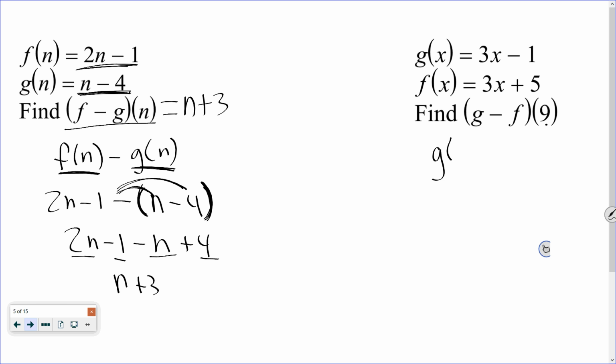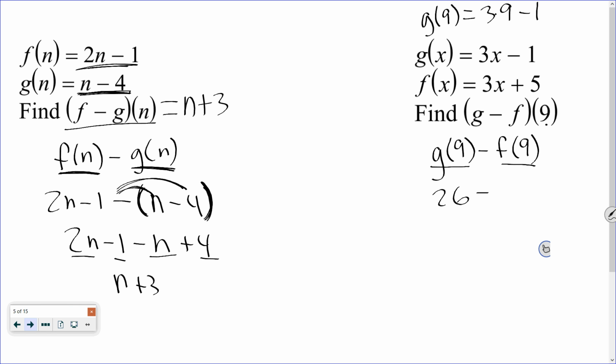I have g of 9 minus f of 9. Okay, now because I have a number to plug in, I'm actually going to plug it in there. So let's figure out what g of 9 equals. So I'm going to plug 9 in up here. So g of 9 equals 3 times 9 minus 1. 3 times 9 is 27. 27 minus 1 is 26.